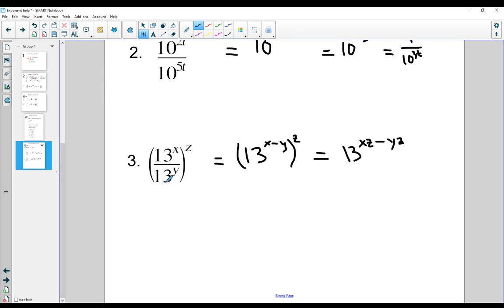You can also do this question another way. So if we wanted to, we could multiply the z into my exponent first. So in that case, we would do 13 as my base. It's staying the same. And then I'm going to do my x times z first.